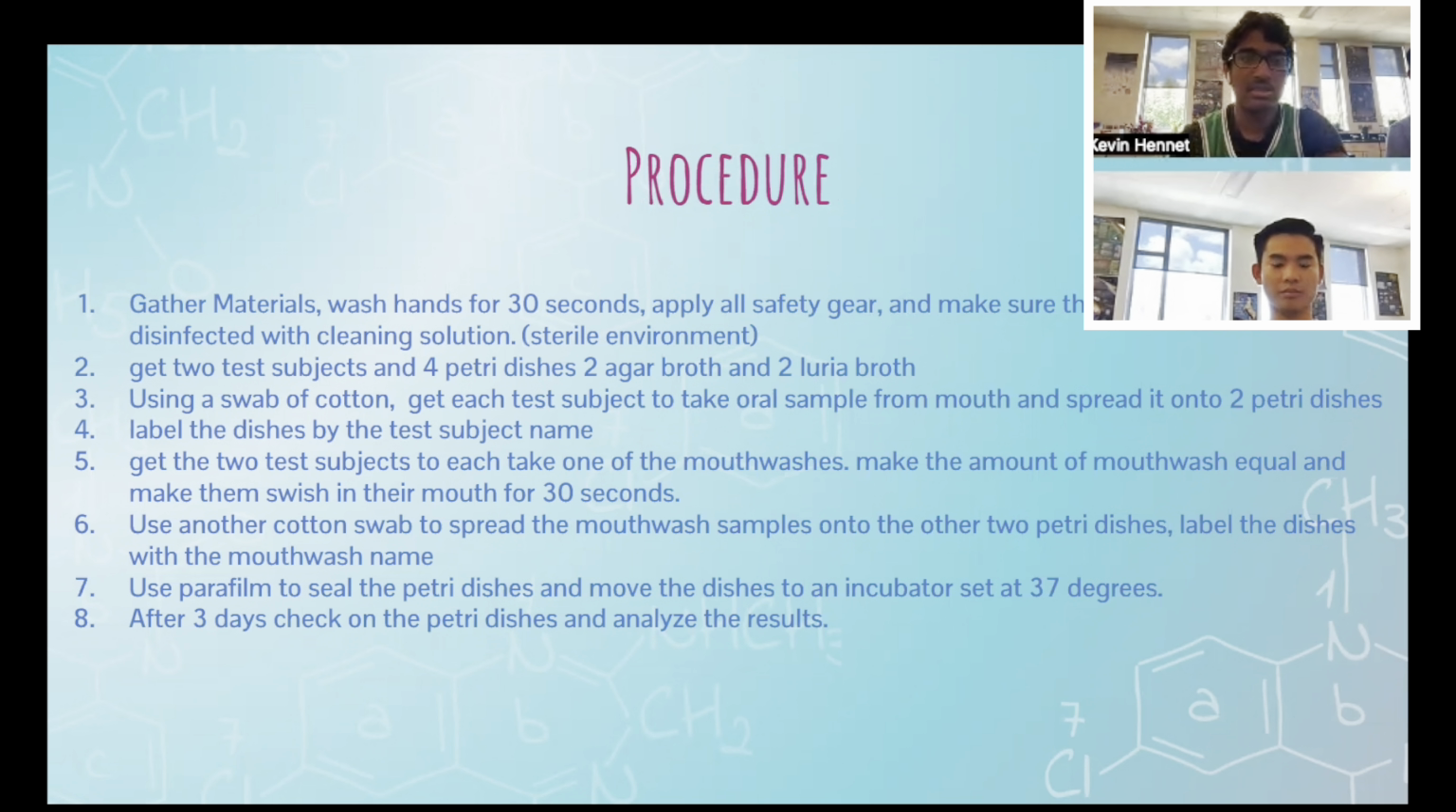Also, get the 2 test subjects to take one of the mouthwashes, make the amount of mouthwash equal for each, and have them swish it in the mouth for 30 seconds. Use another cotton swab to spread the mouthwash samples onto the other 2 petri dishes, and label the dishes with the mouthwash name. Finally, use parafilm to seal the dishes, and after 3 days, you check on the petri dishes that were in the incubator set at 37 degrees.